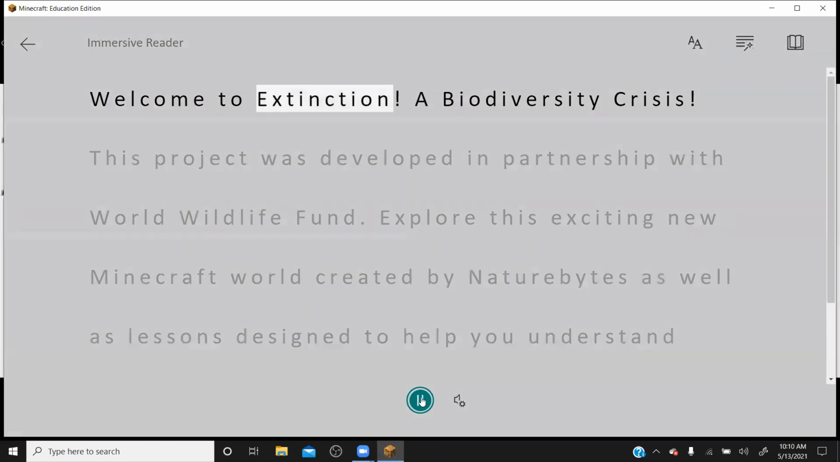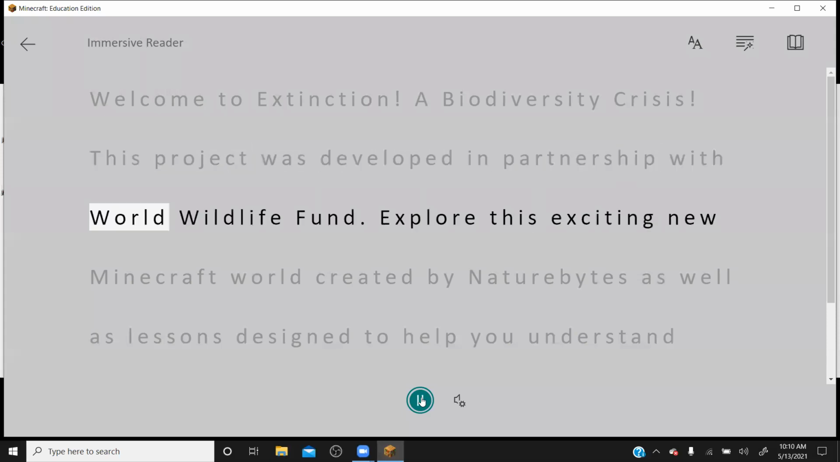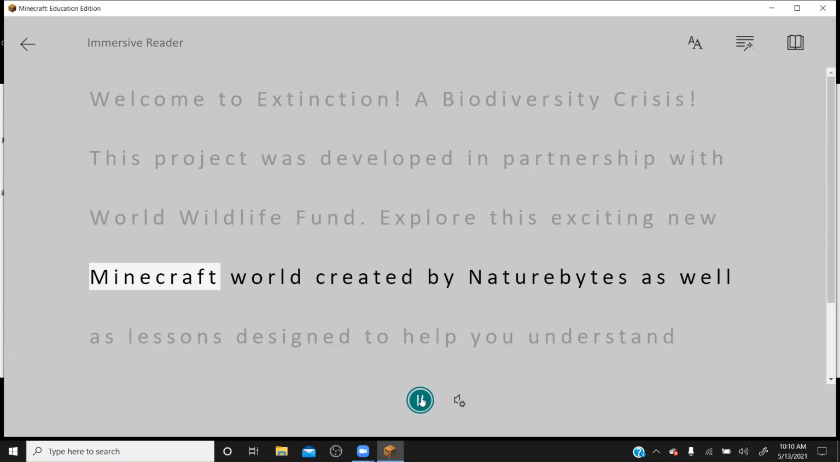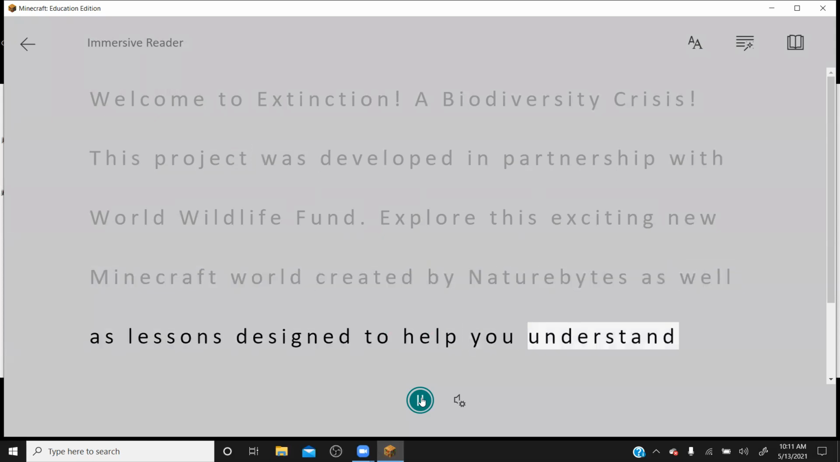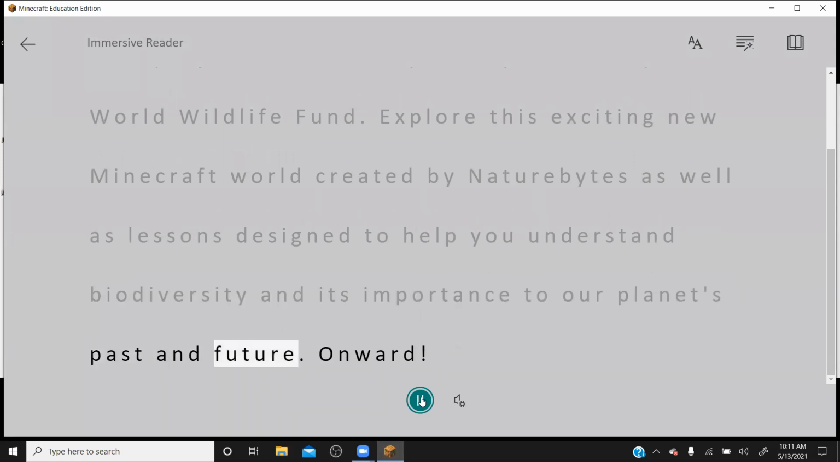Welcome to Extinction, a biodiversity crisis. This project was developed in partnership with World Wildlife Fund. Explore this exciting new Minecraft world created by NatureBytes, as well as lessons designed to help you understand biodiversity and its importance to our planet's past and future.